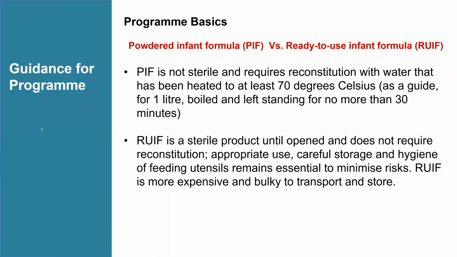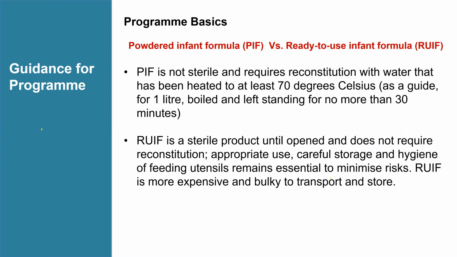Next slide. Thanks, Andy. So very basic, powdered infant formula versus ready-to-use infant formula, 2 different things. Powdered infant formula is generally used more often. It's not sterile. It requires reconstitution with water that's been heated to at least 70 degrees Celsius. So it requires more utensils, more specific guidance and it requires more materials to be able to reconstitute that to feed. RUIF, it's a sterile product until it's opened. It does not require reconstitution.